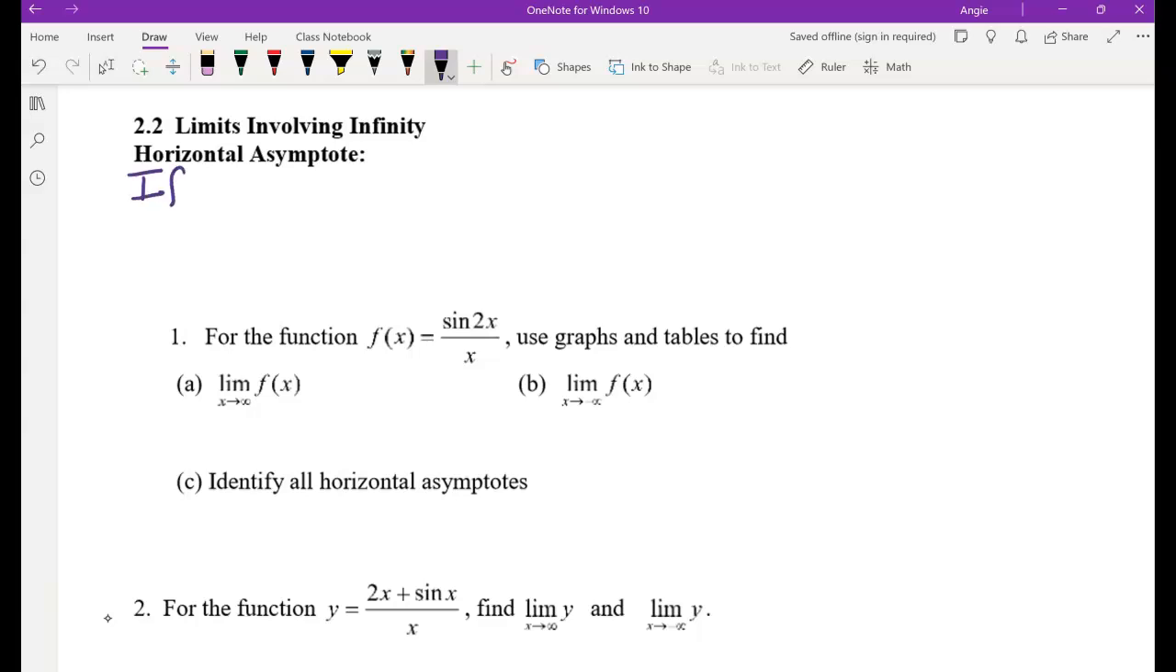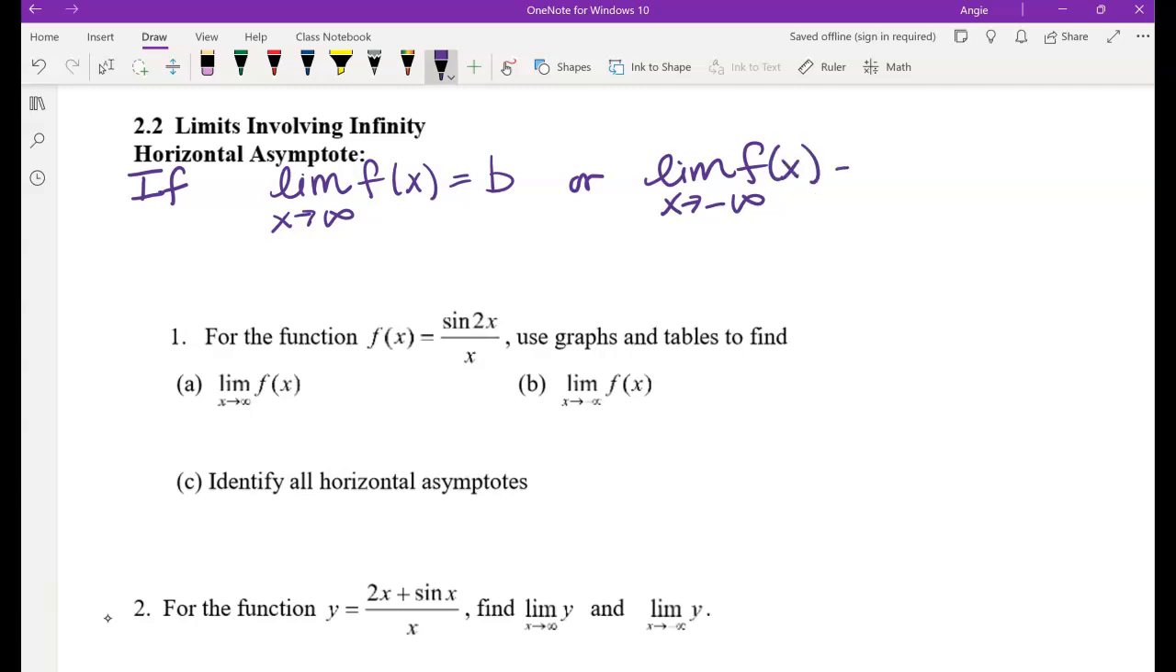If the limit as x approaches infinity of some function, let's call it f of x, equals a b value, or if the limit as x approaches negative infinity of some function equals b, then your horizontal asymptote, which I'm going to call HA, is y equals b.